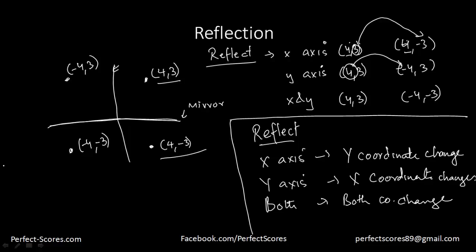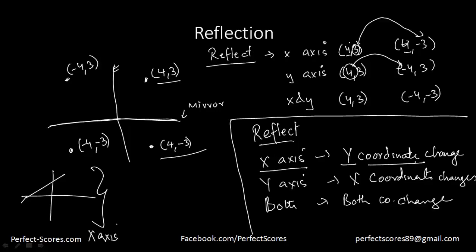Now let's suppose I say, what will be the reflection of this line here with respect to the x-axis? So I have to reflect this line according to the x-axis. Now what happens with the x-axis? It would be very tricky if you do it diagrammatically, but see here, when I reflect something according to the x-axis, the y coordinate changes.